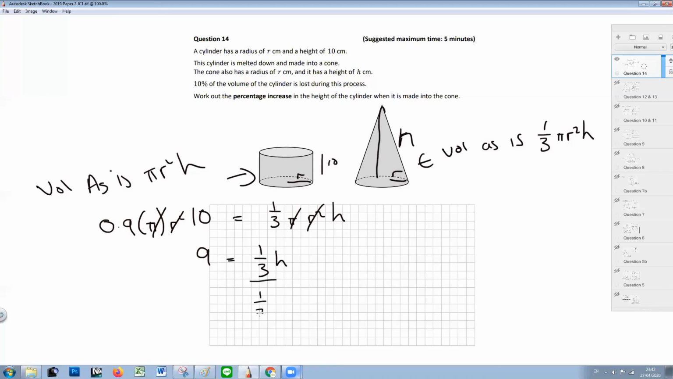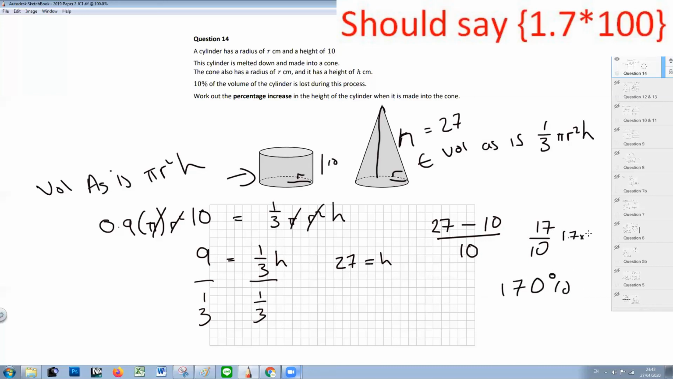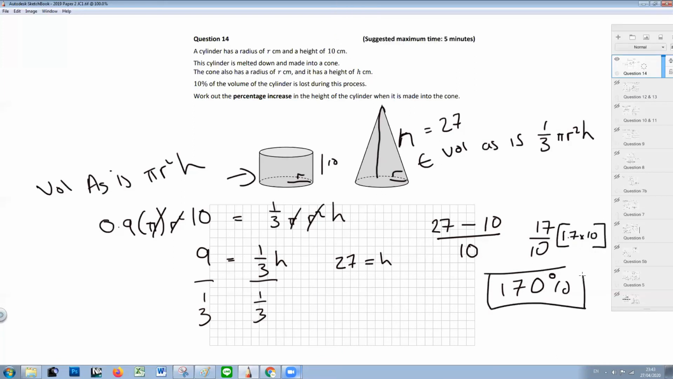So divide both sides by a third. That's going to be 27, basically 27 is equal to h. So the height of this cone is 27. Work out the percentage increase in the height of the cylinder. So it's going to be our new height, which is 27, minus our old height, which is 10, divided by our original height. So that's going to be 17 divided by 10, which is 1.7 multiplied by 100, which is 170%. So your height has increased 170%. And that's it.